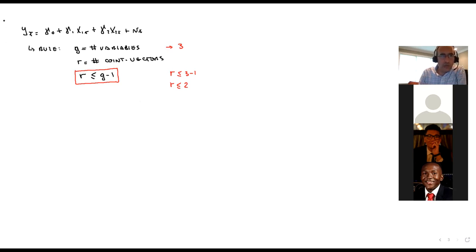Now, take a look at this regression. How many cointegration relationships can we find at a maximum? One. Guys, come on, this is an OLS. If you run the OLS 10 times, do you think that gamma 0, gamma 1, and gamma 2 are going to change because you simply run it 10 times? Nope. So unfortunately, with this model, the maximum number of cointegration relationships is going to be 1.